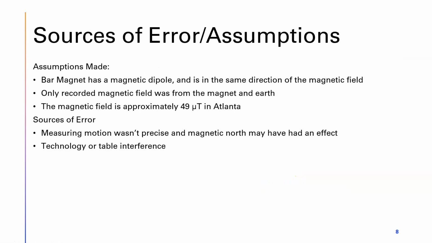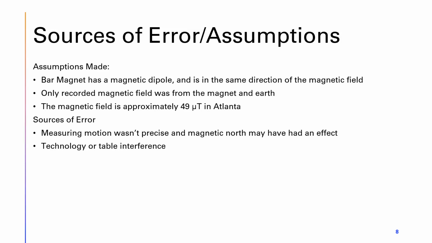So here are some assumptions that we made. We made an assumption that the bar magnet has a magnetic dipole and is in the same direction as its magnetic field. This is important for the signs in different measurements. And the only recorded magnetic field was from the magnet and the Earth. Also, we made the assumption that the Earth's magnetic field is approximately 49 nanoteslas in Atlanta.